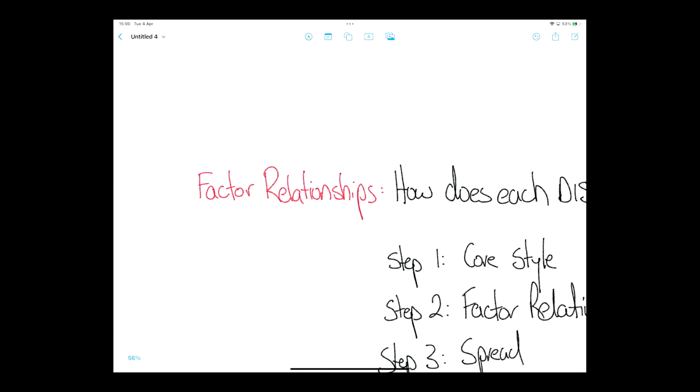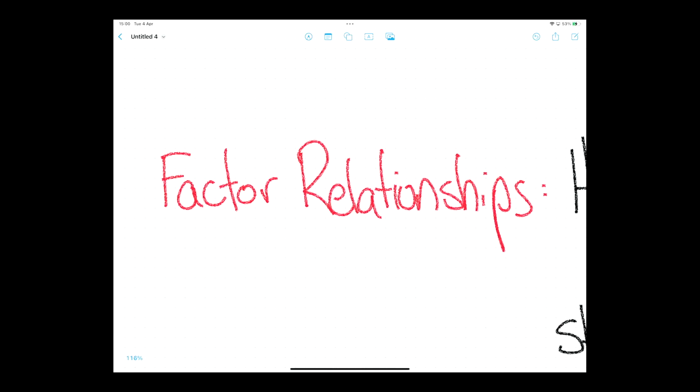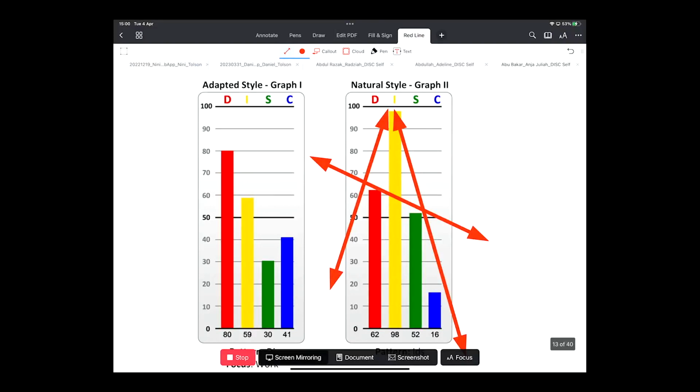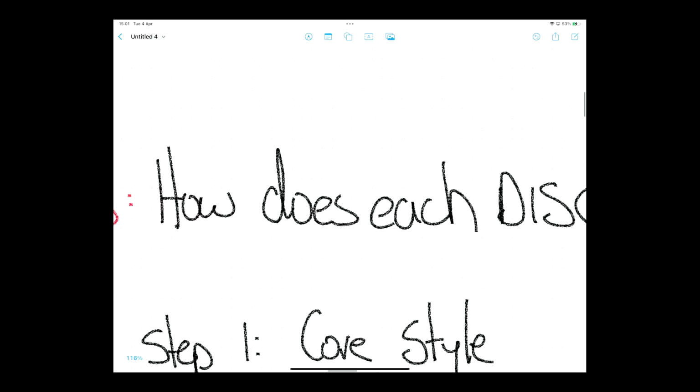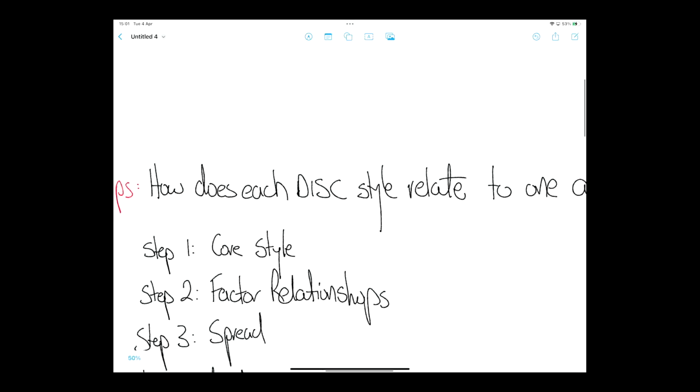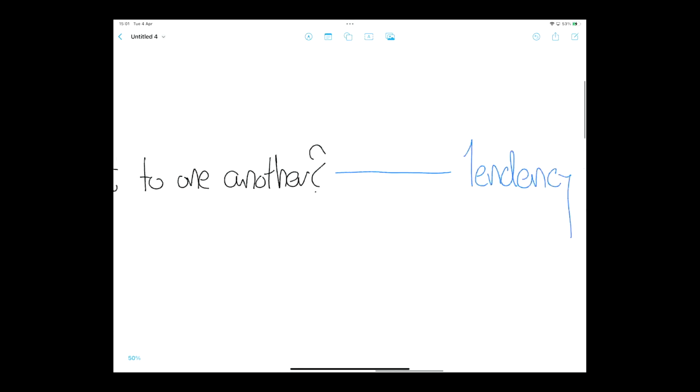So in this video, we're going to talk about factor relationships. What's the word? Factor relationships. It's how each of the DISC styles relate to one another. It's how the D relates to the I relates to the S, the I relates to the C, and so forth. And it's very important because it gives us some big insights into our clients' behaviors. This is how each of the four DISC styles relate to one another.